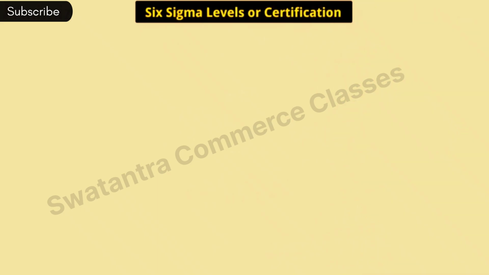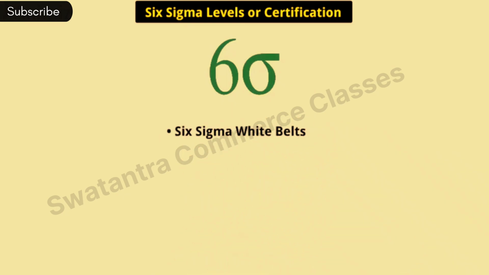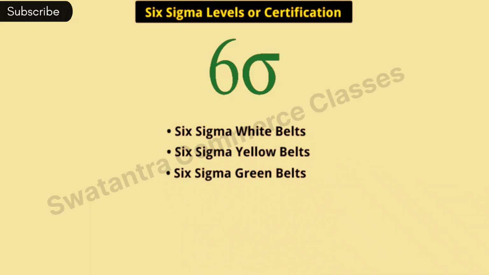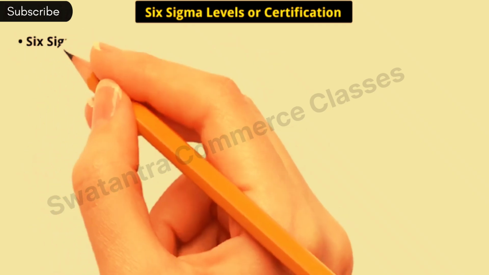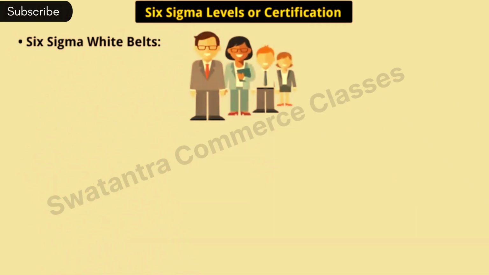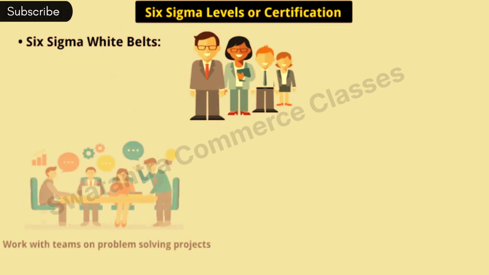Six Sigma levels, or certifications. All Six Sigma processes are executed by the following: Six Sigma white belt, Six Sigma yellow belt, Six Sigma green belt, Six Sigma black belt, and programs are overseen by a Six Sigma master black belt.